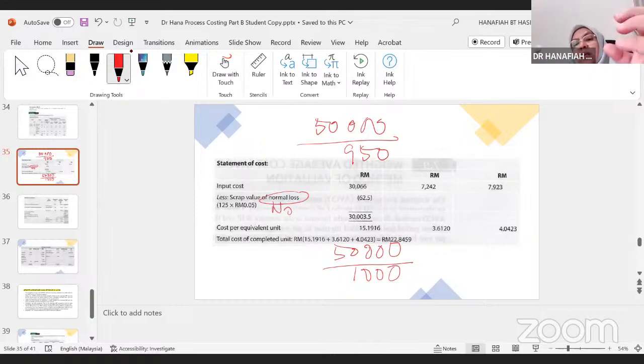So what I can see here, the cost of the defect item is charged to the end product. We consider it as a finished good. We calculate it and we charge it to the customer actually. Whatever losses in the production, actually you charge to the customer. It is already included in the total cost.